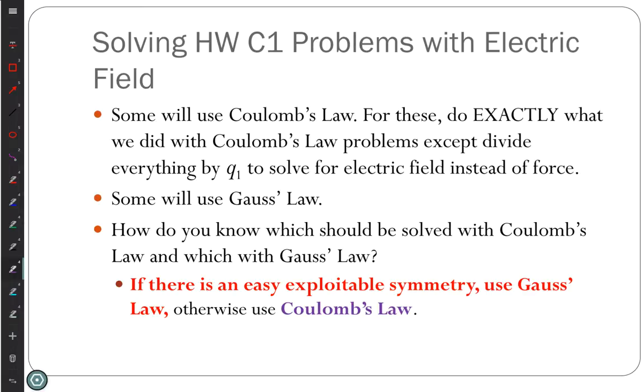What's going to be common is exploiting symmetry. If you can exploit symmetry, then Gauss's law becomes super easy. That's what you like, right? If you can't exploit a symmetry, then usually Coulomb's law is going to be easier. So I told you the first problem on the homework is going to be Coulomb's law. Why Coulomb's law? It doesn't have an exploitable symmetry. So we need to go through what's an exploitable symmetry so you understand how to make those decisions.